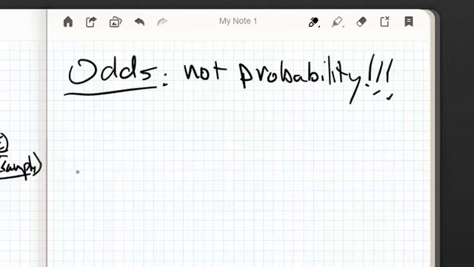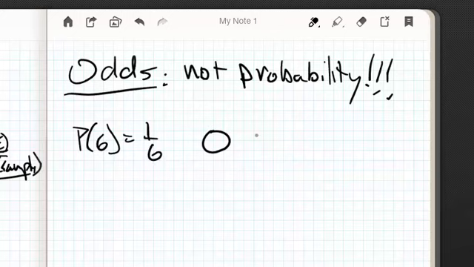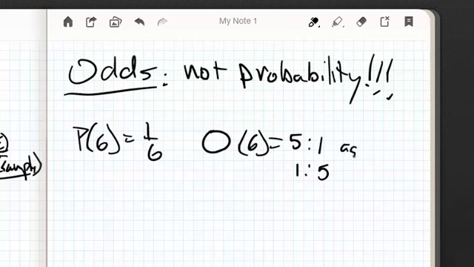They're not probability. I cannot tell you how many times I've had somebody say the odds of something happening are 50-50, or the odds of rolling a 6 on a 6-sided die is 1 in 6. Incorrect. The probability of rolling a 6 is 1 in 6. The odds of rolling a 6 is actually 5 to 1 against. You could also see this written as 1 to 5. This is against, and this is in favor.